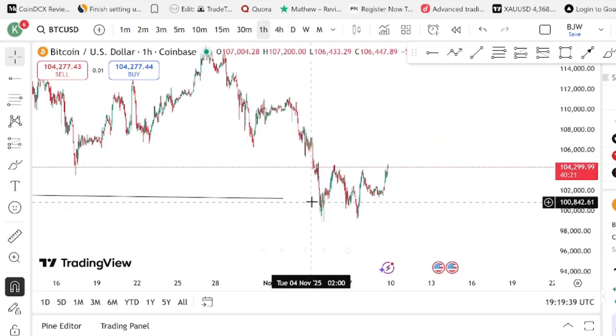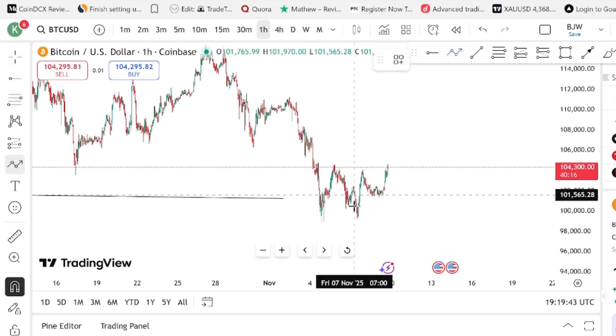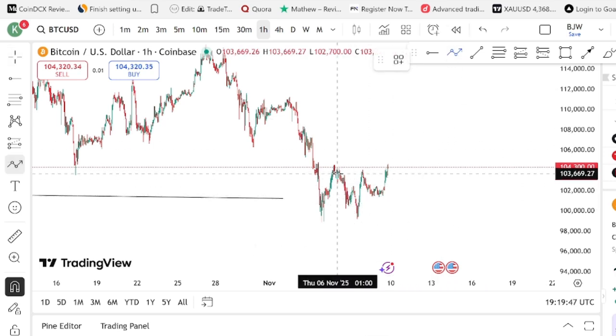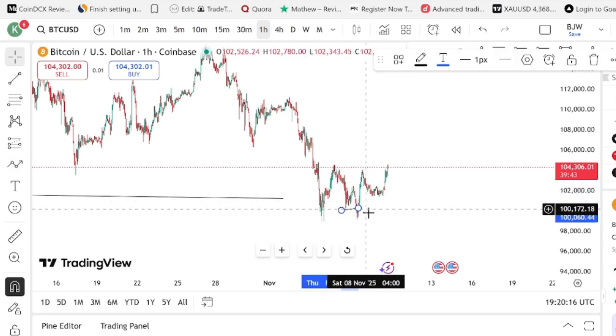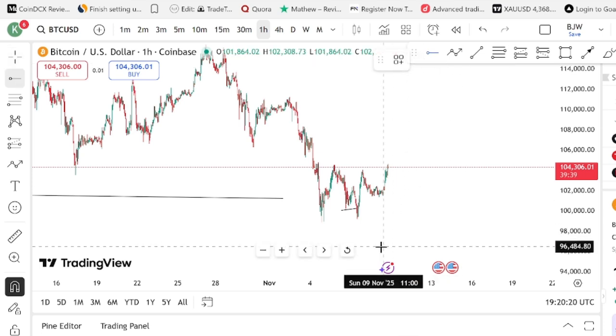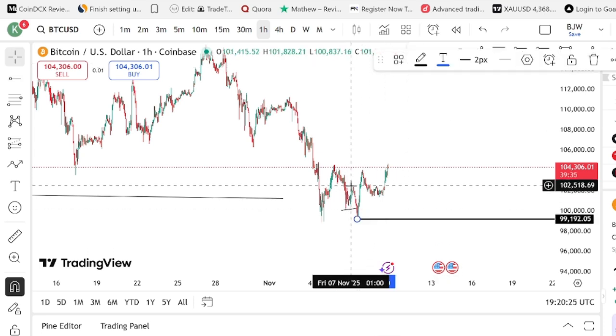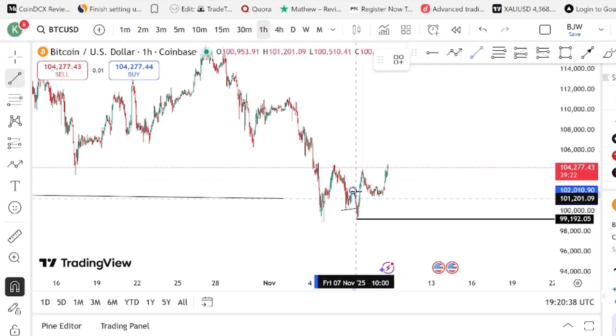Coming to market structure, I've niched down to 1 hour. Now what happened? You guys can clearly see that price came to this zone. You can clearly see the sweep of market structure right here, right? And then what are you seeing next? You're seeing the higher low. And then what's next? You're seeing another break of structure right here.